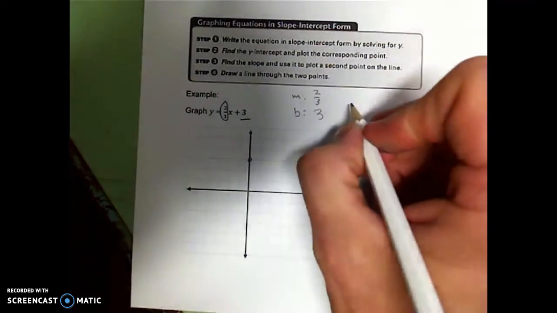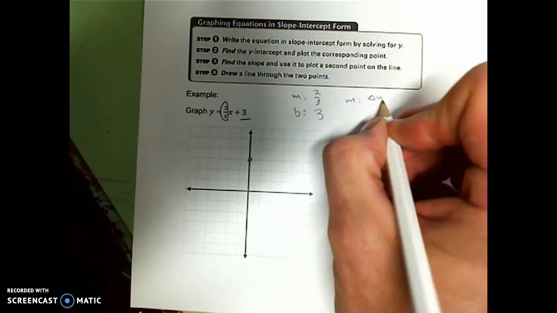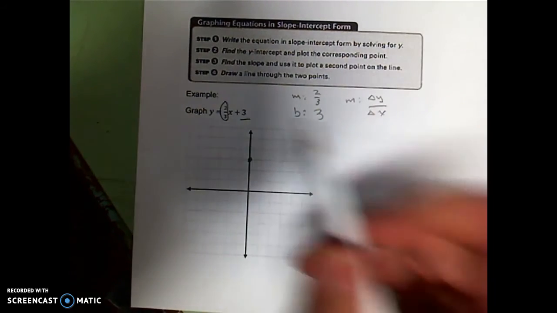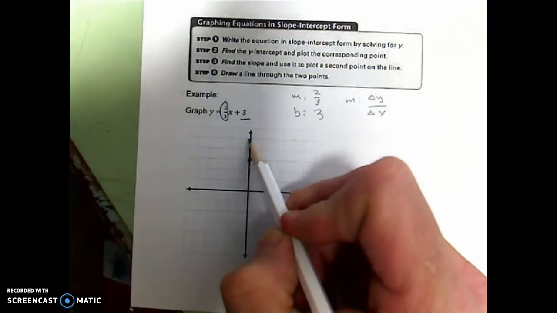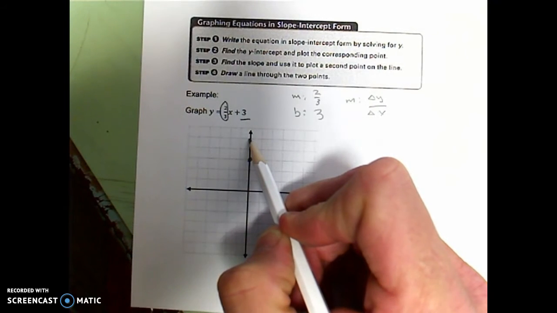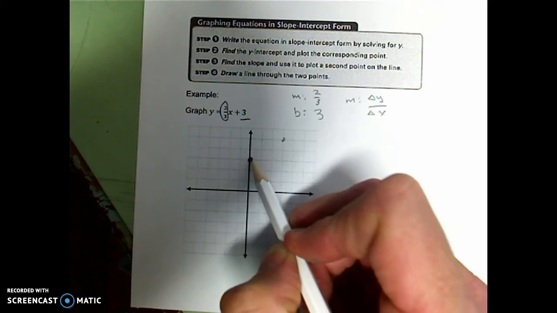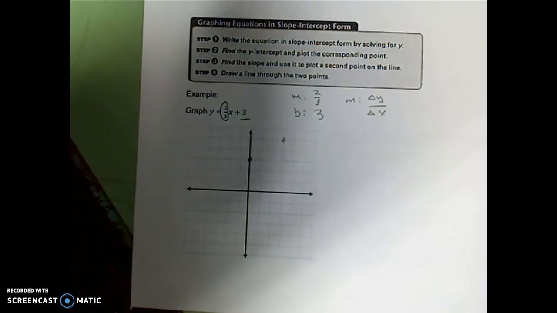What does that tell us? Remember, slope is the change in y divided by the change in x. So the numerator of that fraction tells us how far we're going to move up, or down if it's negative, in order to find another point that's on this line. The denominator, the 3, tells us how far we're going to move to the right. So we went up 2 and 3 to the right.